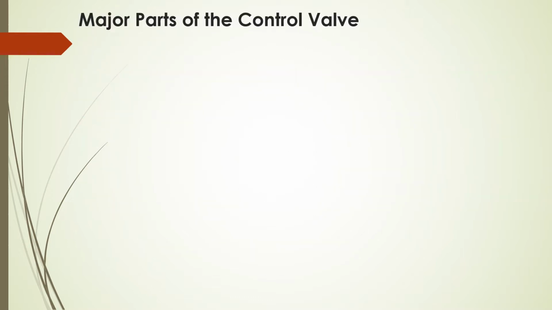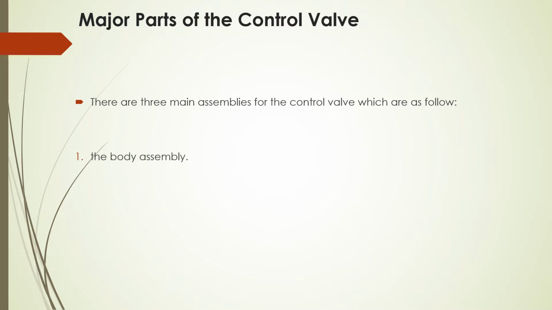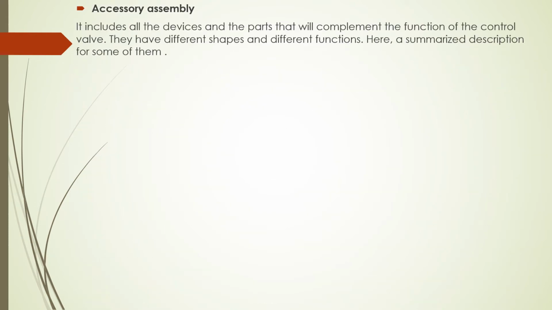Major parts of the control valve. There are three major assemblies for the control valve, which are as follows: the body assembly, the actuator assembly, and the accessory assembly. The accessory assembly includes all the devices and parts that will complement the function of the control valve. They have different shapes and different functions. Here is a summarized description for some of them.